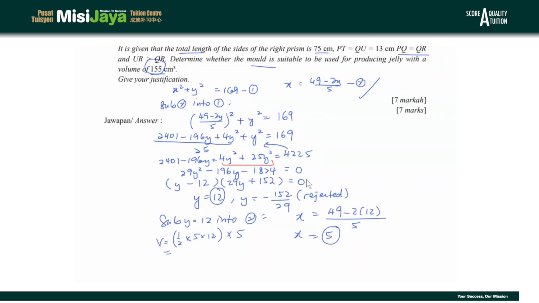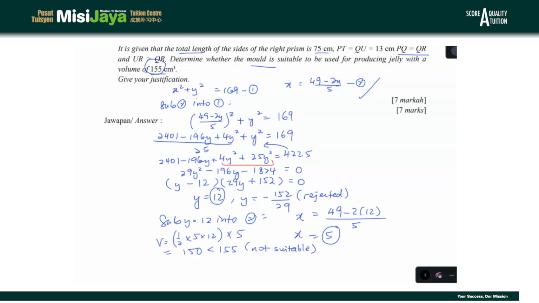Okay, so half times 60, 5 times 12 is 60, is 12. So 5 times 12, and then after that, you divide it by 2, and then you times 5. So you get 150. So 150 is not suitable because it's less than 155. Therefore, it is not suitable.